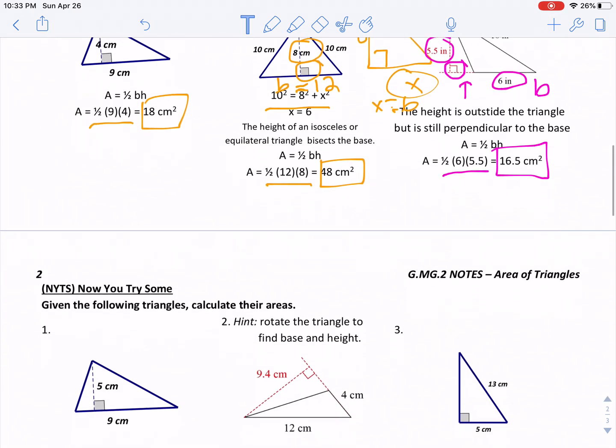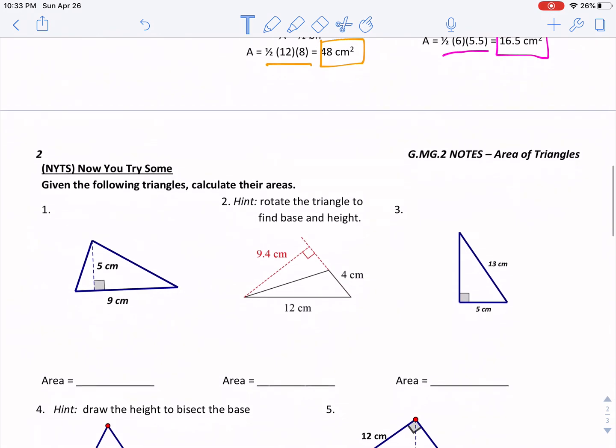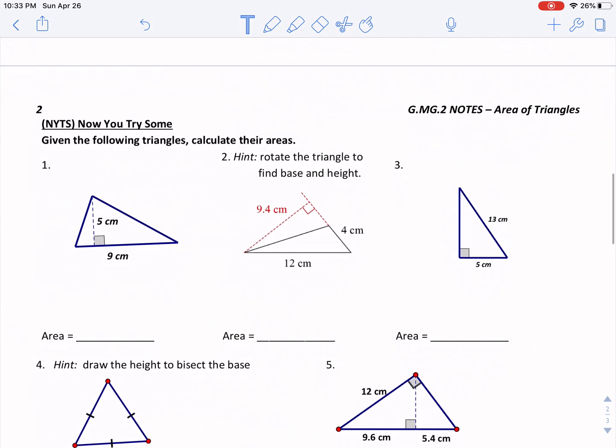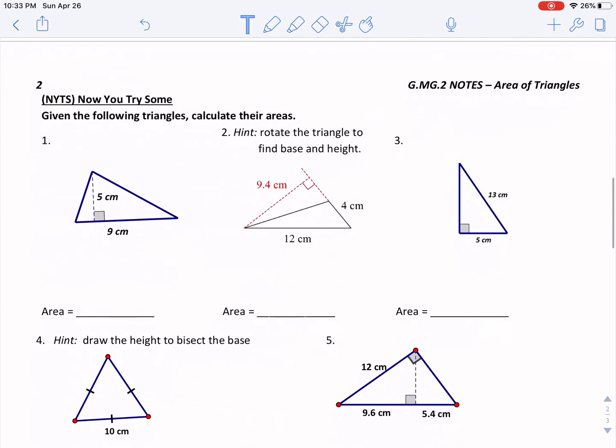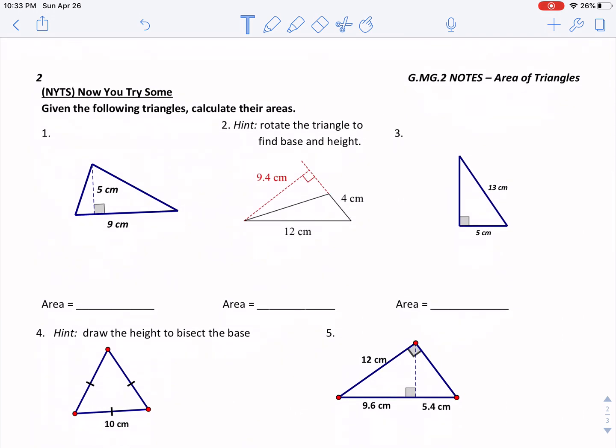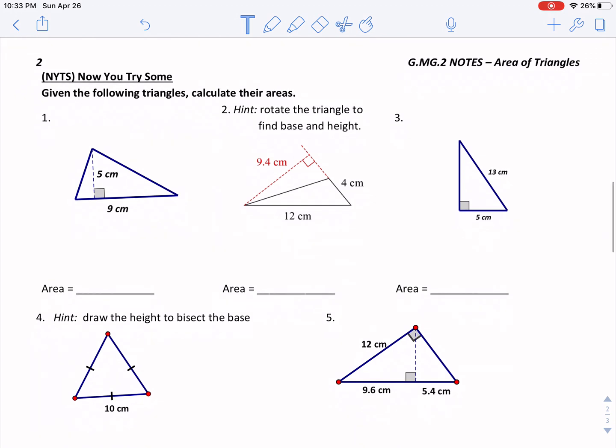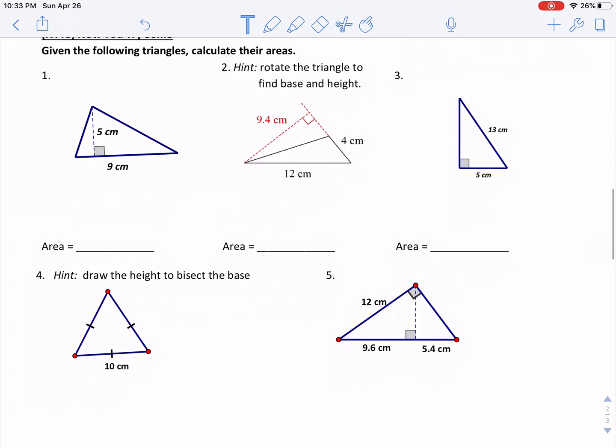Next page just has some for you to try. Number 1, notice it's all there for you. Number 2 is pretty similar to the one we just talked about. 3, 4, and 5 are all going to require the Pythagorean theorem before you can solve them.